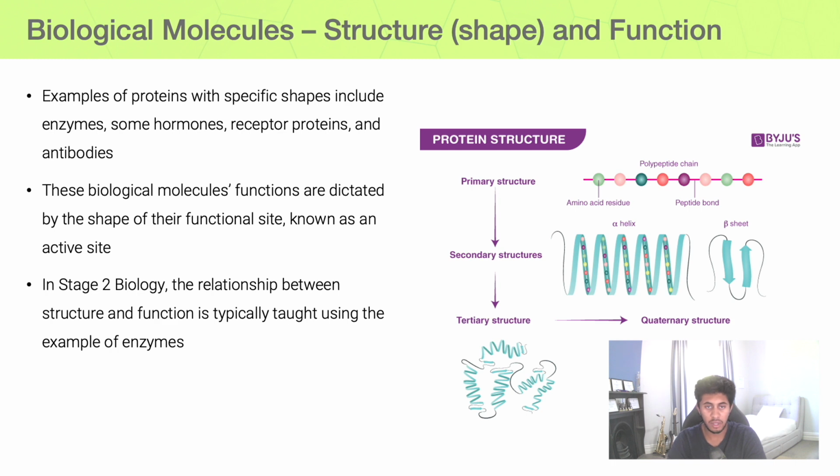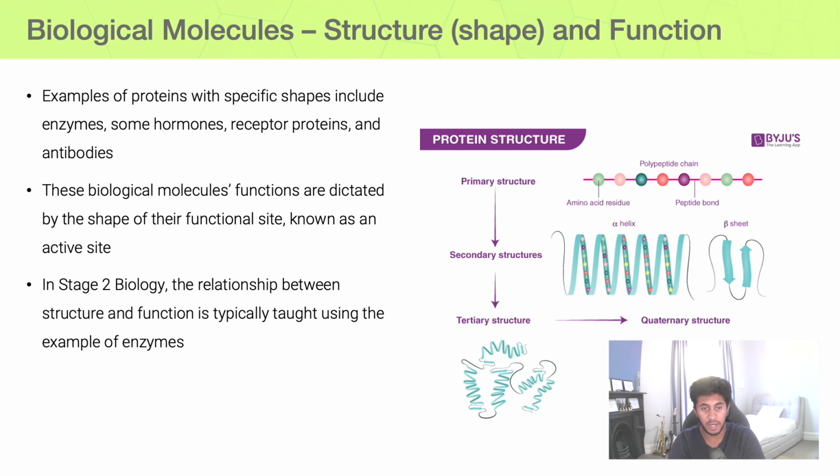So biological molecules, they all have structures or shapes, and they all have functions. And these two concepts are interconnected, and you need to understand that. Examples of proteins with specific shapes include enzymes, hormones, receptor proteins, and antibodies. These biological molecules' functions are dictated by the shape of their functional site, which is known in biology as an active site. In chemistry, it's called a functional group. In biology, it's called an active site.